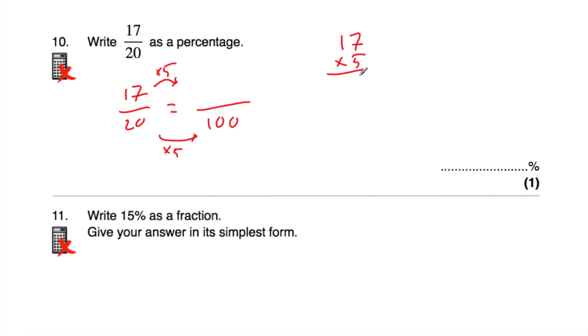So 5 times 7 is 35, put the 5 down, carry the 3. 5 times 1 is 5, plus 3 is 8. So it's going to be 85 out of 100, or 85%. And that's it. So 17/20 is 85%.